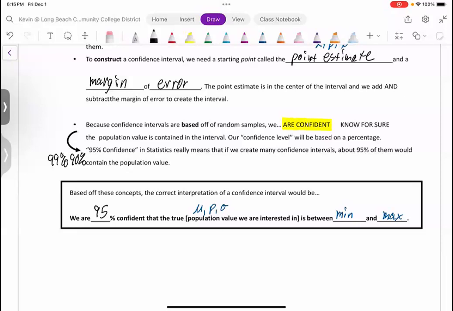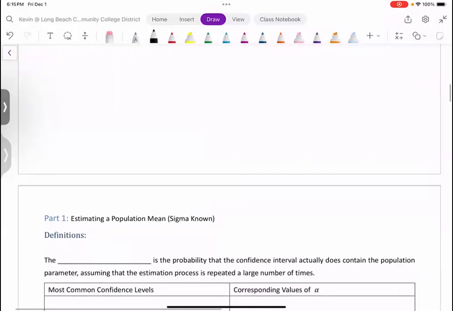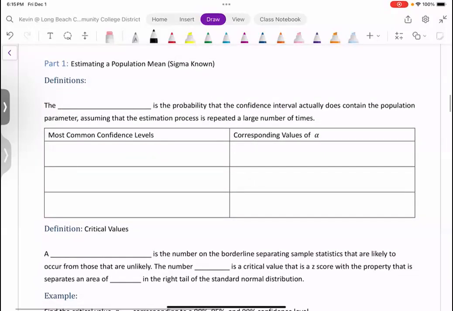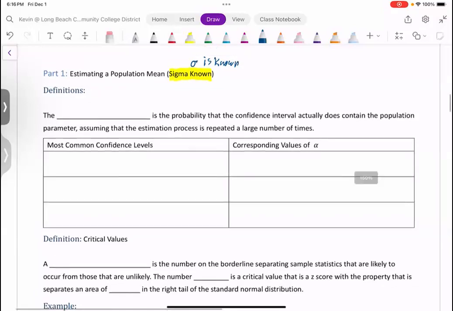And we are going to move on to section 1. Part 1, estimated population mean. Now, this is important that we highlight this. In this case, sigma is known, meaning the population standard deviation is known. And if it's known, that means that we are going to be using a z distribution.